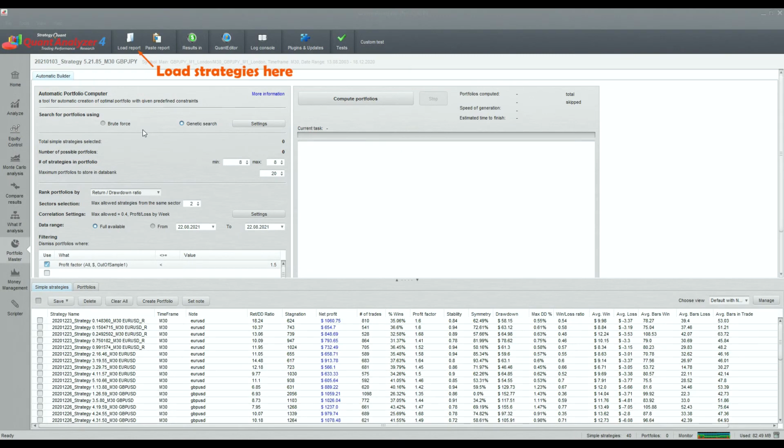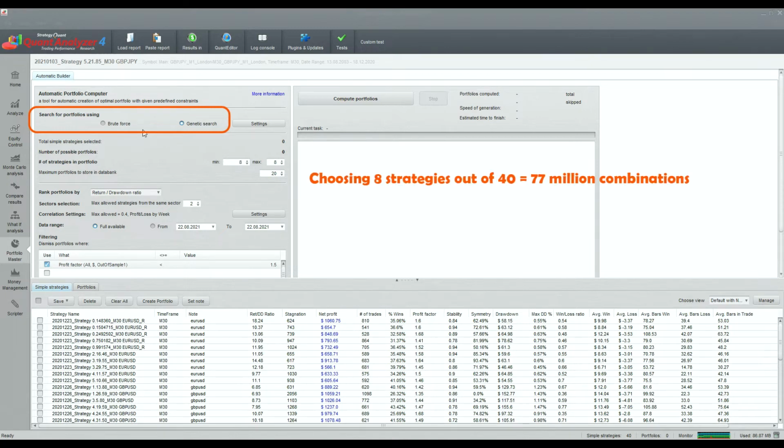Once your strategies have been loaded, you first need to select whether to use brute force or the genetic algorithm for computation. If you select brute force, Portfolio Master will simply iterate through every possible portfolio combination. This means you will arrive at the best possible combination, but be prepared for long computation times. For this case, we have a total of 77 million strategy combinations, so let's use genetic evolution to save time.